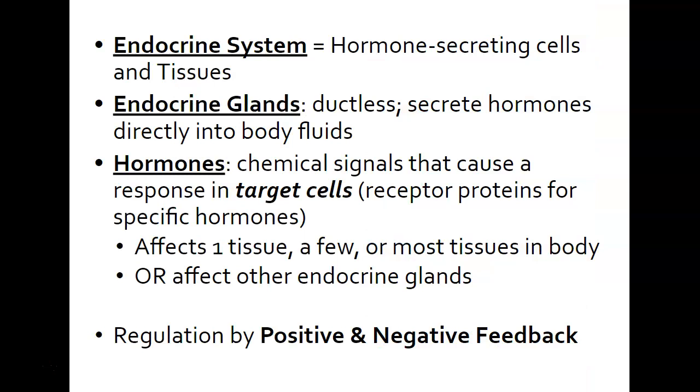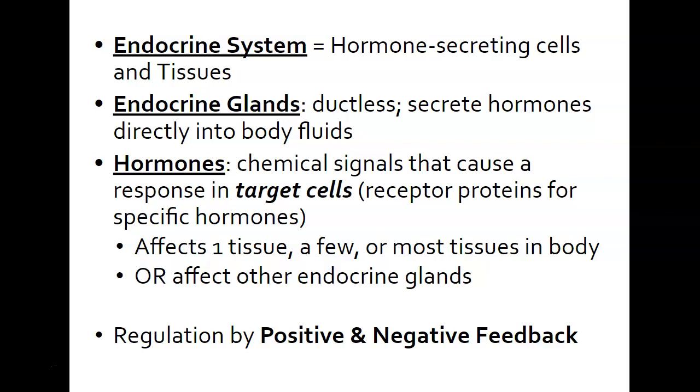So in terms of some general vocabulary, the endocrine system is the whole body system that incorporates the cells and all the tissues that are associated with it. That consists of endocrine glands, which are ductless, secreting hormones into body fluids. Usually, in this case, it's going to be the blood.